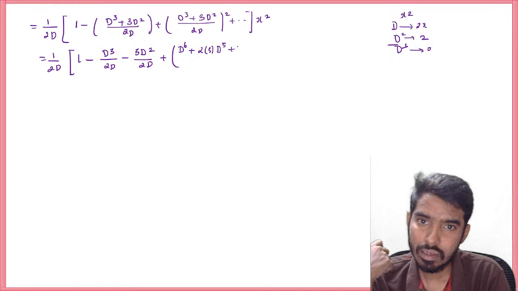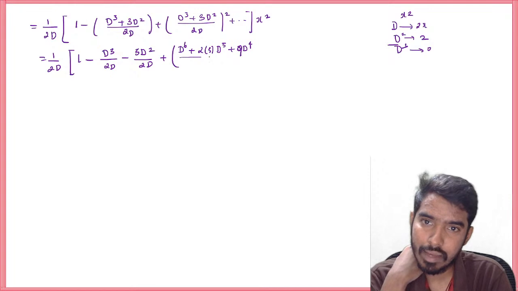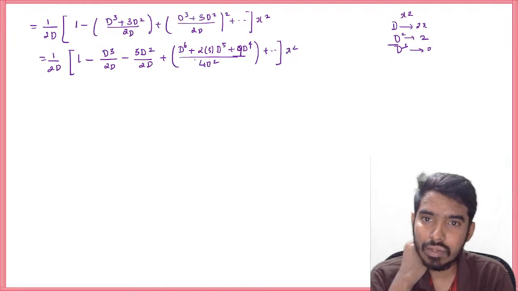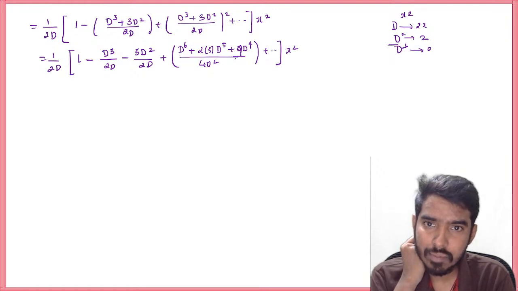D power 5 plus 9D power 4. Yes or no? A square plus 2 times a into b plus b square, divided by 4D square, and so on into x square. Again you can see D power 6 by 4D square. It will be D power 4, which is 0. It will be D cube here, which is 0. Here we have D.